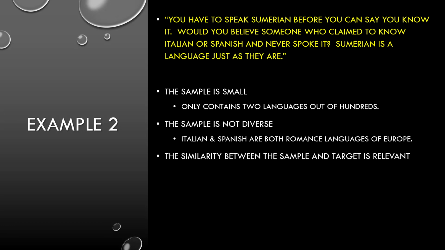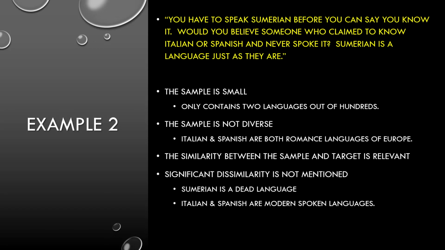Also, the similarity between the sample and the target, that they're languages, is relevant, but I think more similarities would be very helpful here. And there's a significant dissimilarity that's not even mentioned. Sumerian is a dead language. Nobody speaks it any longer, while Italian and Spanish are very much alive. So I'd say that this is a rather weak analogy. If we included other dead languages, like maybe Latin, Ancient Greek, or Sanskrit, I think we'd have a much, much stronger argument. Unfortunately, we don't. So that relative strength: pretty weak.